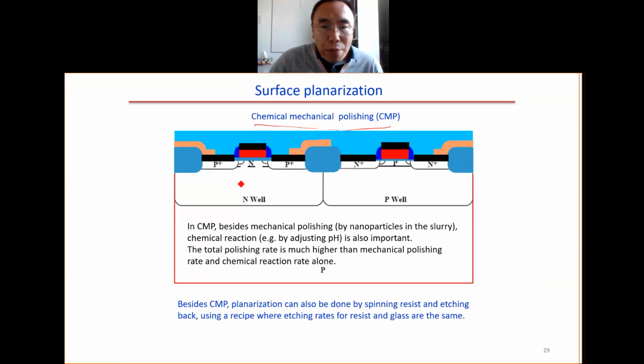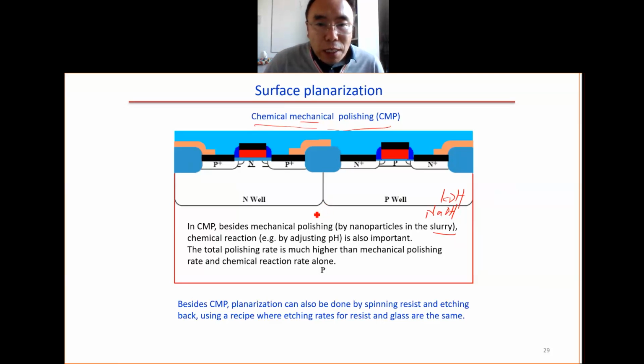So why is it called chemical-mechanical polishing? For chemical, we add some slurry. For instance, we add KOH, so we can make the slurry base, high pH. Then there will be some chemical reaction. So we have the chemical component. And polishing itself is mechanical.